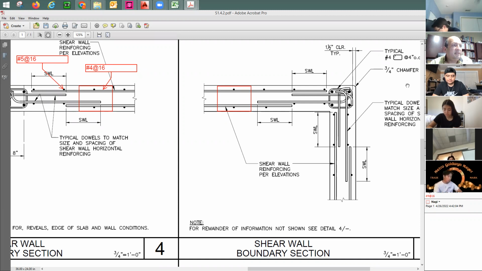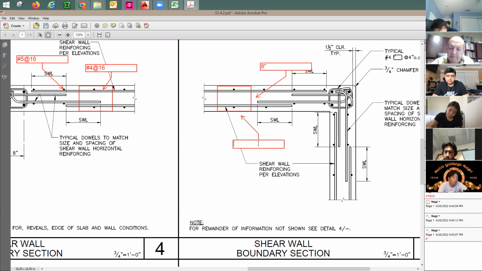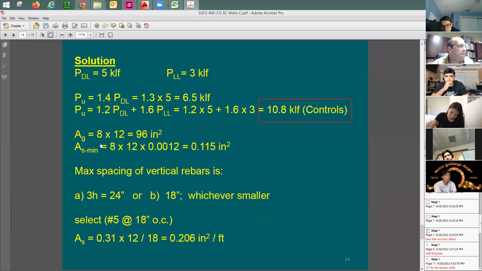So taking this section of the wall, I'm going to say this dimension here is going to be 8 inches from here to there, like the height of the section. And this length is going to be the standard wall strip, I'm going to say 12 inches. Now I need to design this. 8 by 12, 96 square inches. A_s minimum: for the vertical I have 0.0012. I'm using here number 5, it's going to be 0.31 square inches. I need to decide on the spacing.